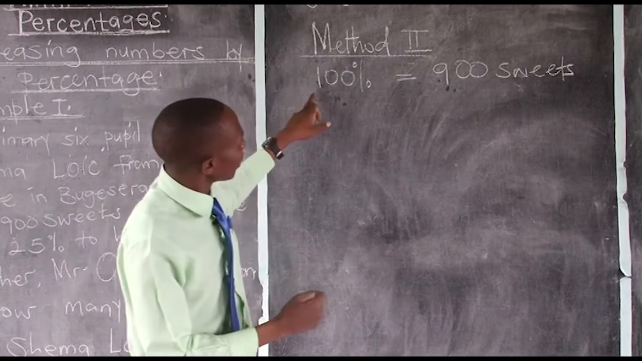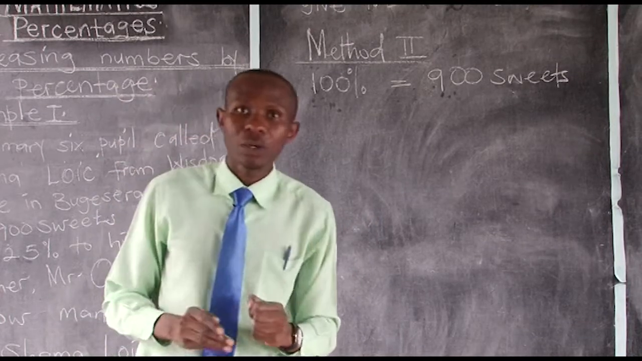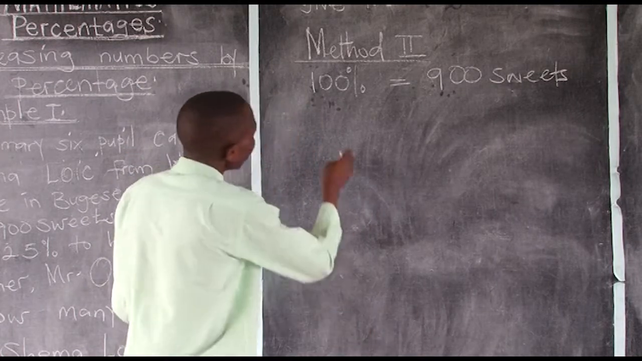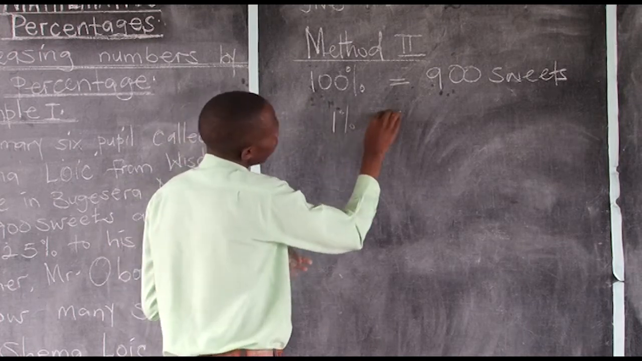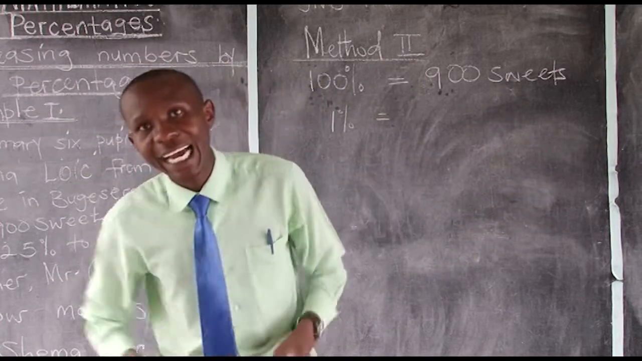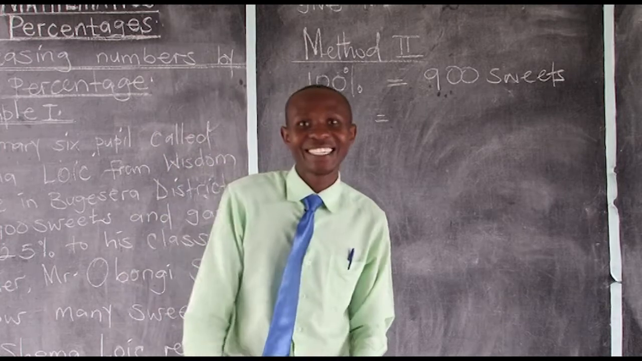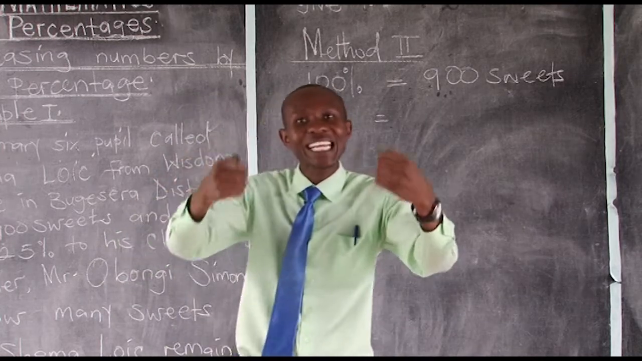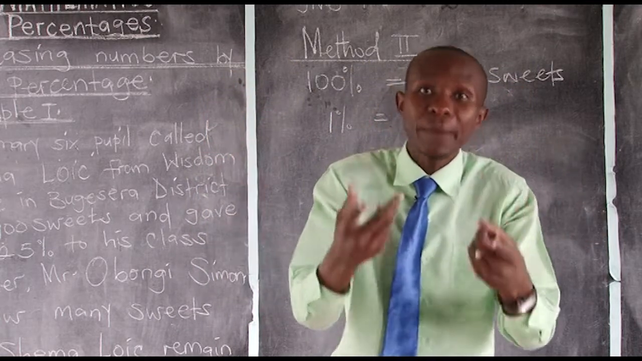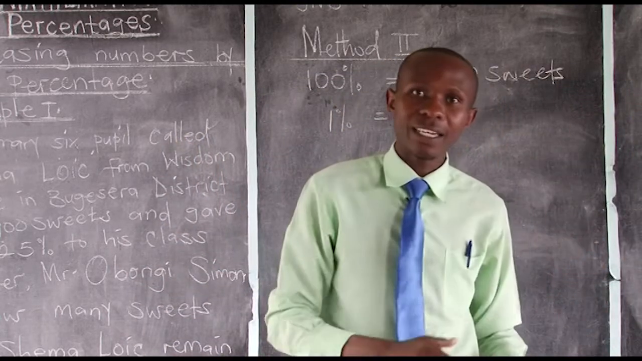1%. If 100% gives us 900 suits, what about 1%? We want to find out how many suits 1% gives us. So 1% will give us the number of suits he came with, divided by the original percentage he had, such that we know how many suits are represented by only 1%. Once we discover that, we shall be able to identify the number of suits that Shemaroyik gave to his class teacher.